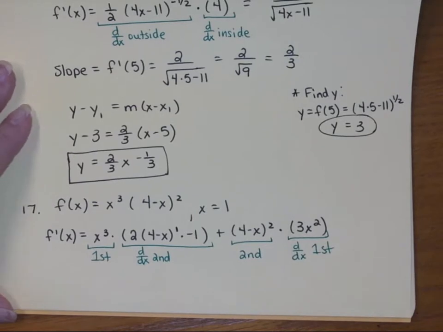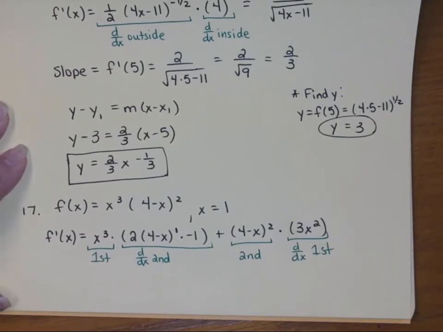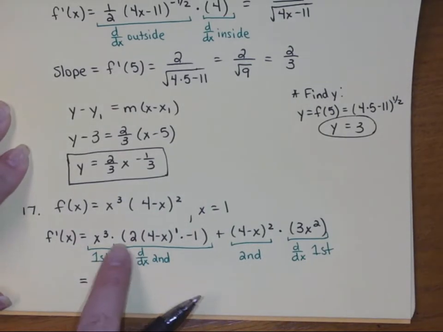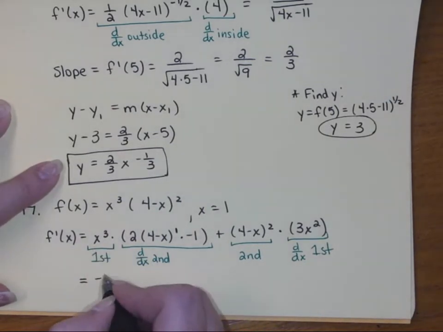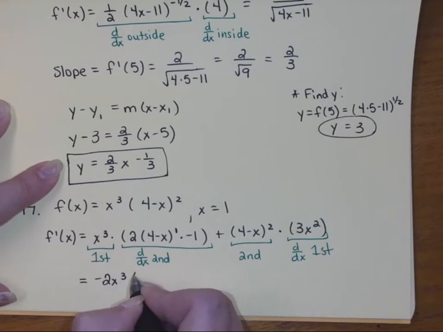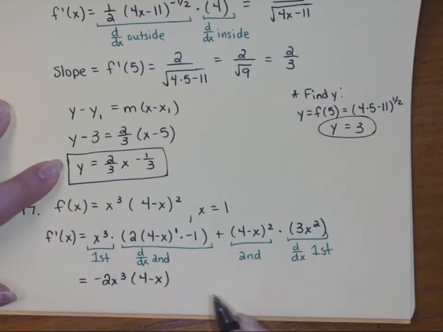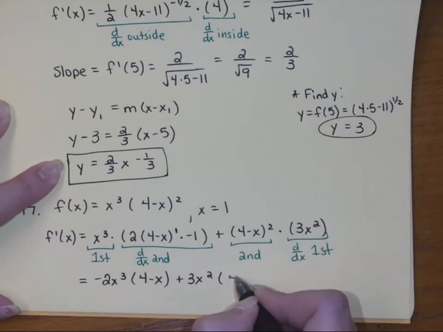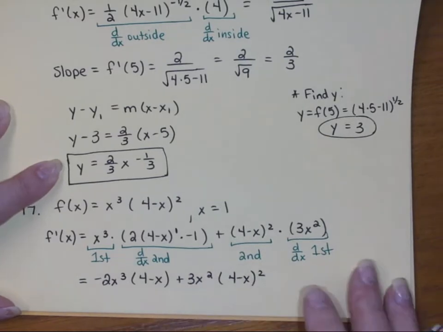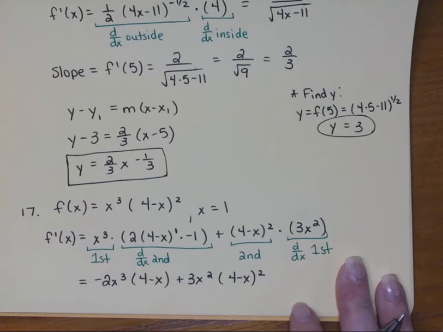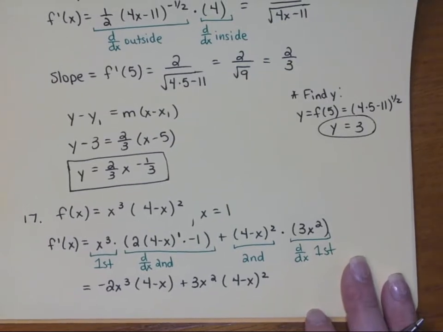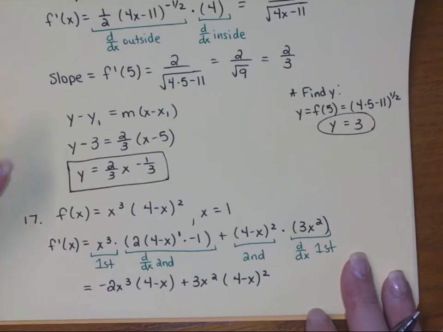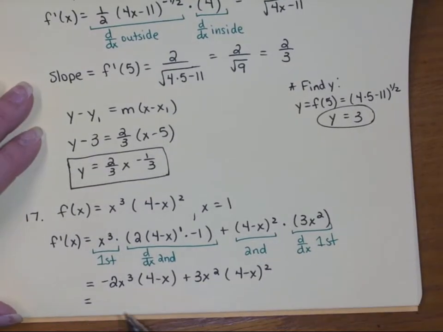So you will need to clean this up. Okay, so we're going to do -1 times 2 times x cubed. So we get negative 2x cubed times 4 minus x. Here we have 3x squared times 4 minus x squared. So honestly, you can leave it like this since all we're really trying to do is find the slope, but I'm going to go ahead and clean it up like my math lab would.